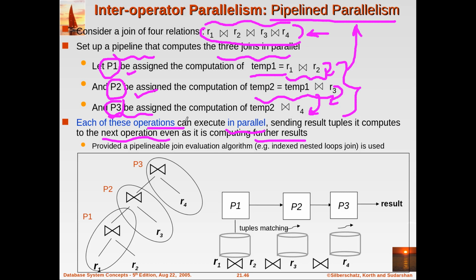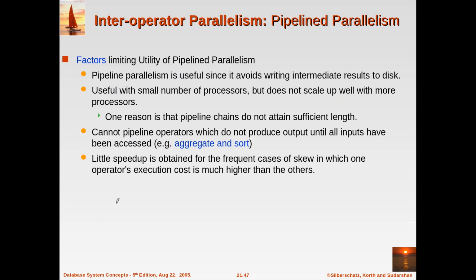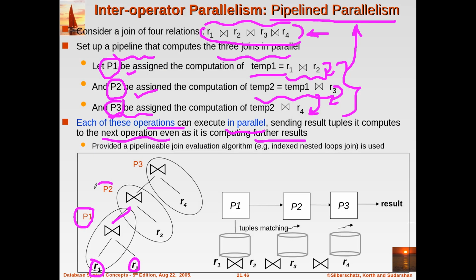This can be demonstrated in a pictorial way. Here you can see in processor P1, R1 and R2 will be joined, and the intermediate results are forwarded to P2, and P2 will join the result with R3. Then intermediate results are forwarded from P2 to P3, and that will be joined with R4. This will be continued.